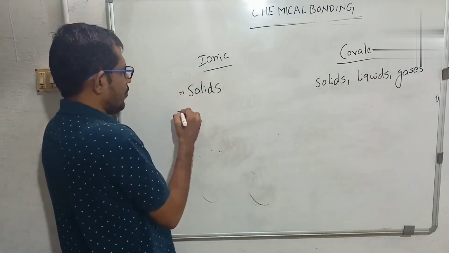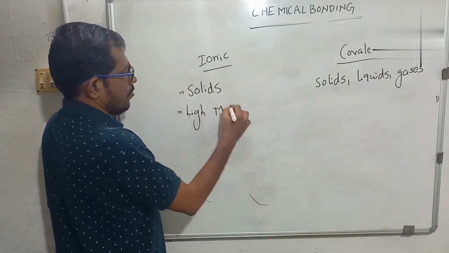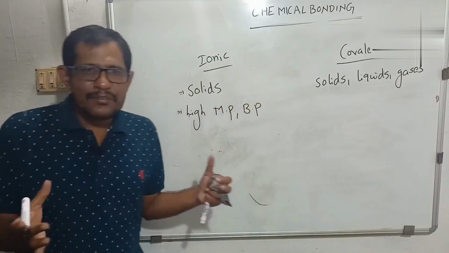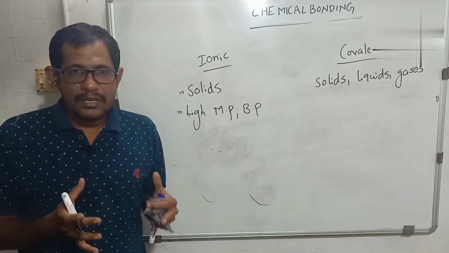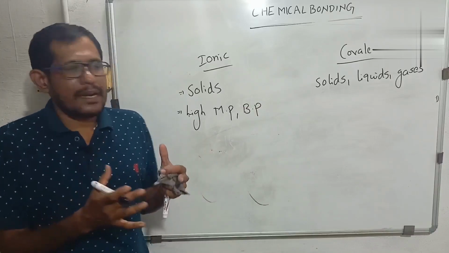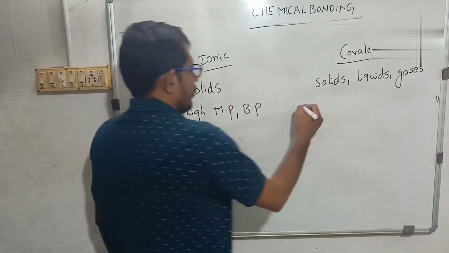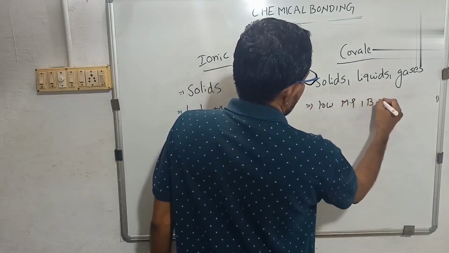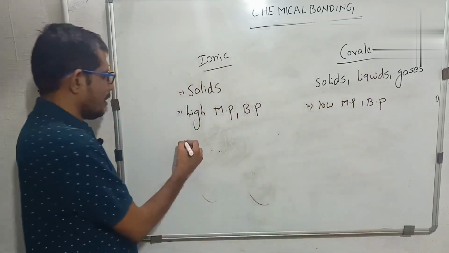Ionic compounds have high melting and boiling points. Why? Because the electrostatic force of attraction is very strong between the cation and anion. So ionic compounds have high melting and boiling points, but covalent compounds generally have low melting and boiling points.